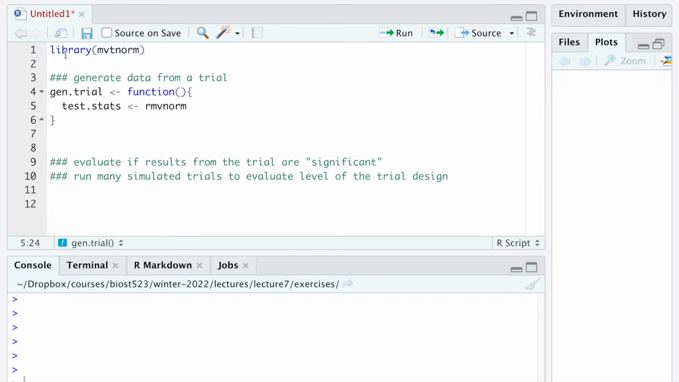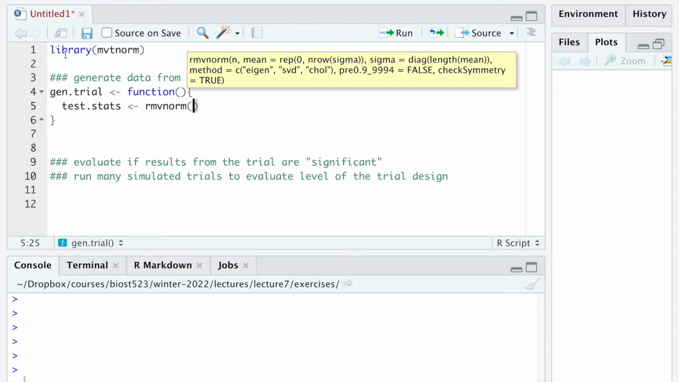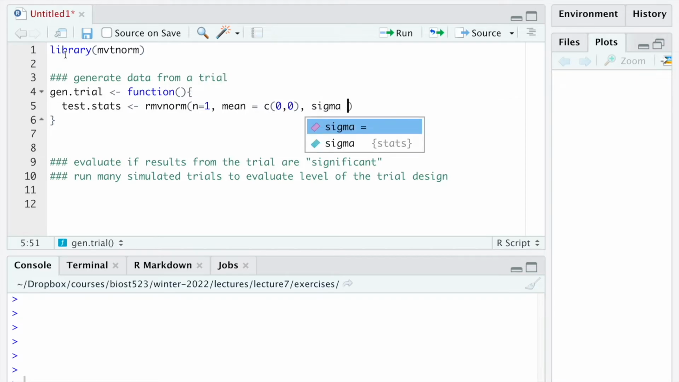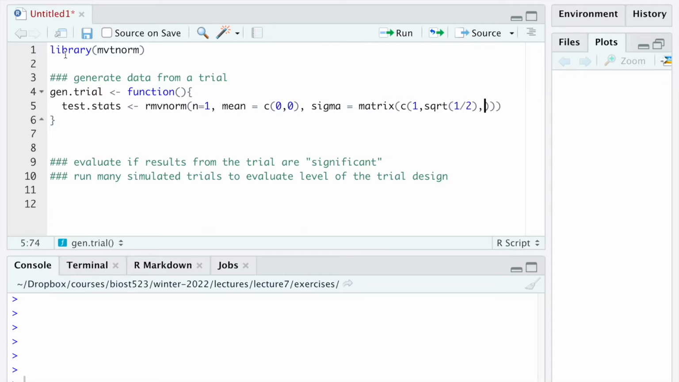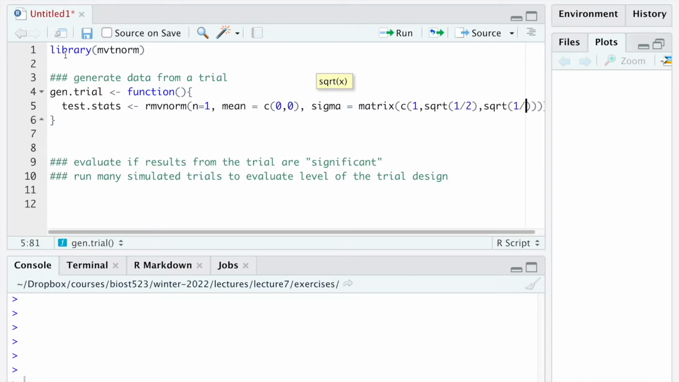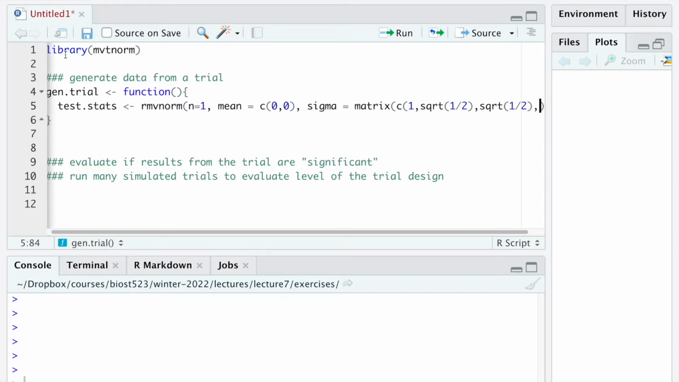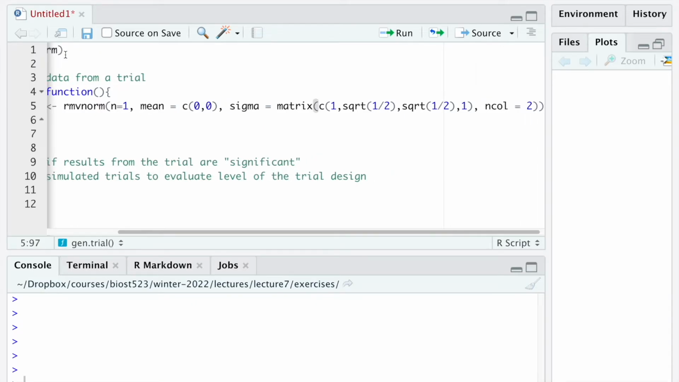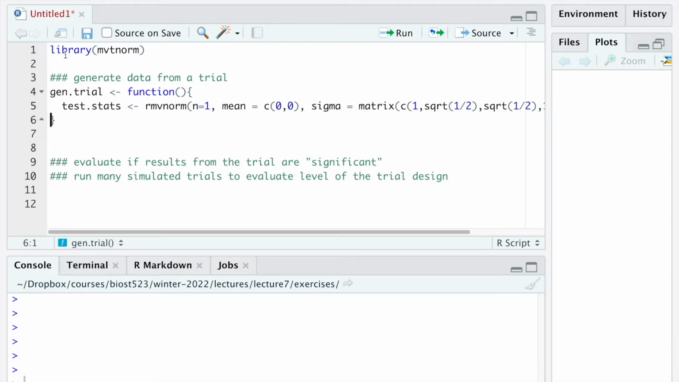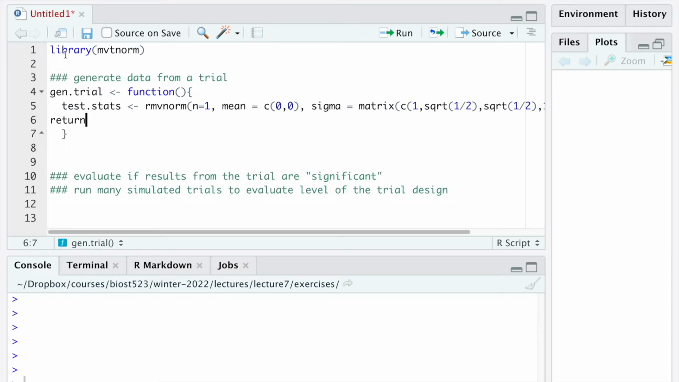So rmvnorm is a function for generating a multivariate Gaussian random variable from that library mvtnorm. We only want to generate a single pair. We want our mean to be 0, 0. And we want our covariance matrix sigma to be this matrix with 1s on the diagonal and square root of 1/2 on the off diagonal. And that's all that this is going to do. We are then going to return this value in test stats.